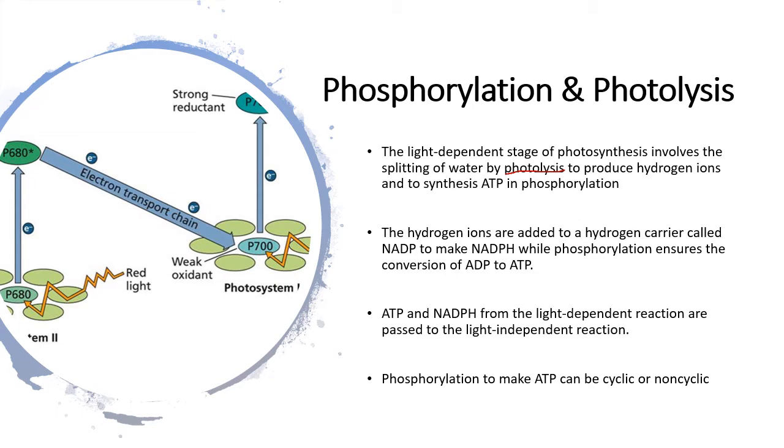To say that in a different way so that it just doesn't sound confusing, the point of the light-dependent stage of photosynthesis is to make NADPH and ATP. These two products are passed on to the light-independent stage where they are then used to produce the sugar that you need to make from the plant.